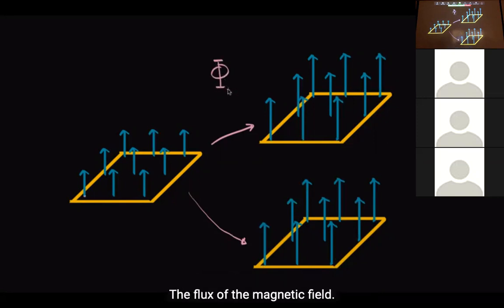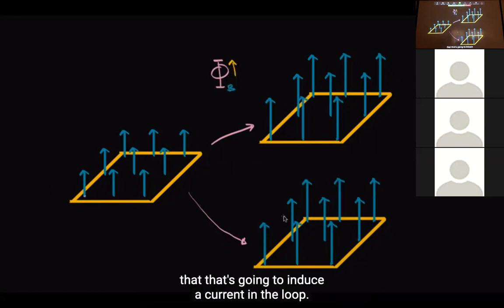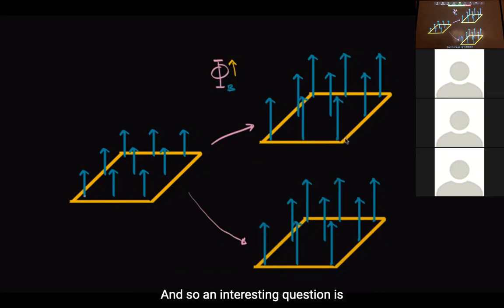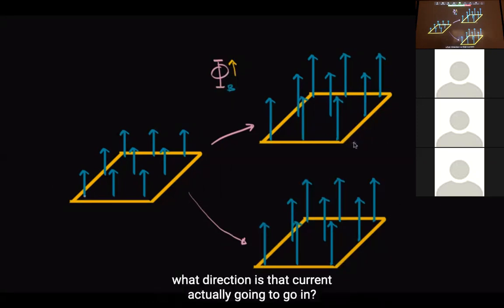Flux of the magnetic field has gone up. And we know from Faraday's law that when you have a change in your flux, that's going to induce a current in the loop. And so the interesting question is, what direction is that current actually going to go in?